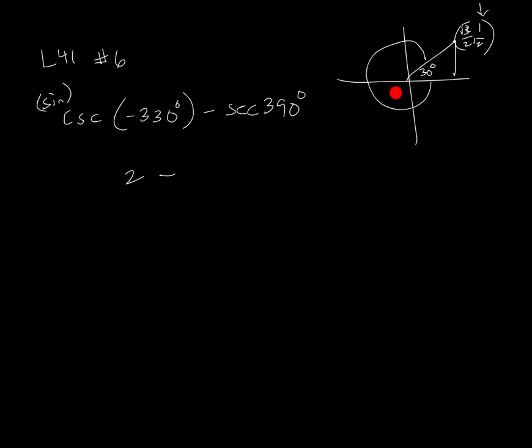Okay, now we have to do the 390 degree thingy. So we're going to go around this time. We're going to go around 360, and we're going to do another 30. We're going to end up at the same place. Isn't that convenient? Okay, so it's going to be the flip of the cosine. So it's going to be 2 over the square root of 3. So we're flipping the cosine for secant.